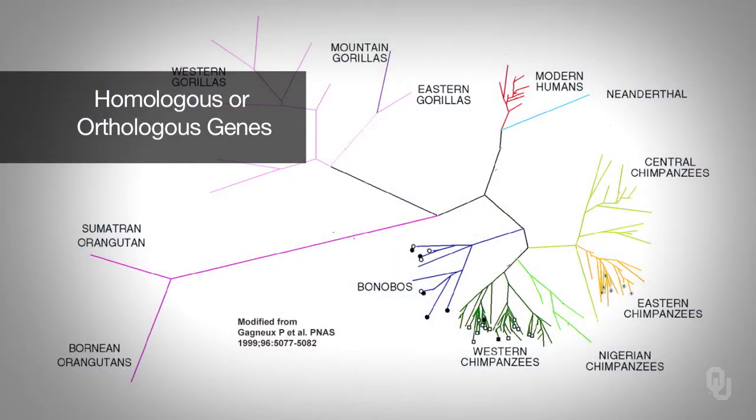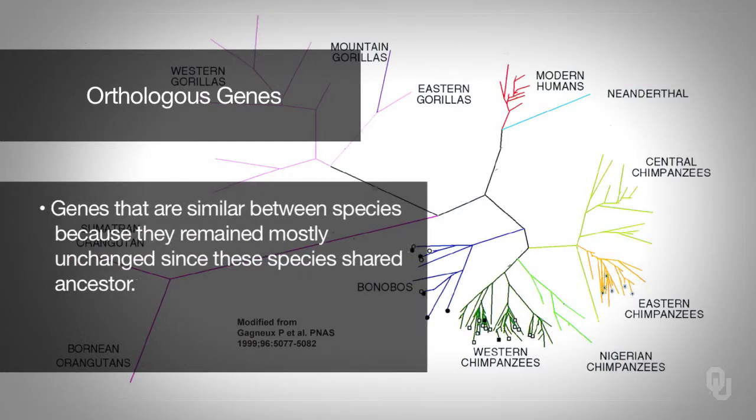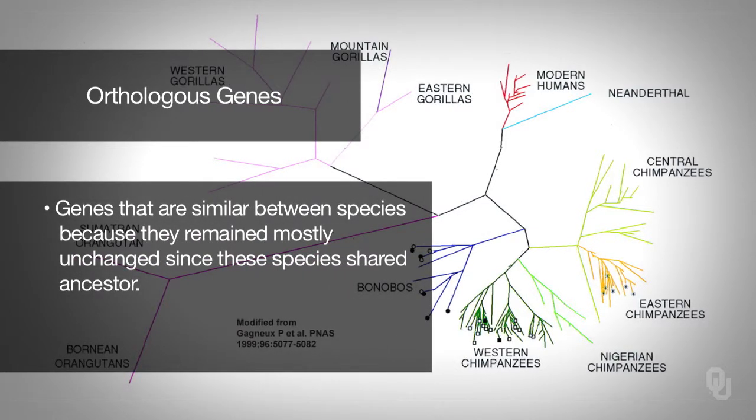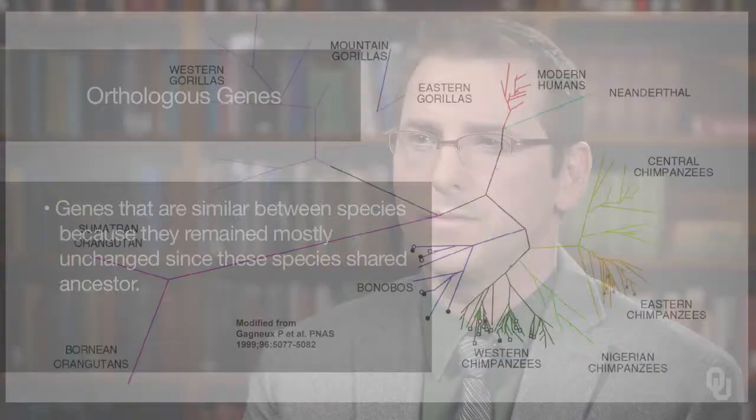Nevertheless, there are plenty of genes that have remained relatively similar to each other even over long periods of time. These conserved genes often serve very important functions, and as a result, purifying selection prevents them from diversifying much. Thus, there are genes that serve the same function and are found among different species because the gene and the function was in place in the common ancestor of those species. The gene has yet to change in a significant way. We call these genes homologous, or more specifically, orthologous genes. That is, orthologous genes are genes that are similar between species because they remained mostly unchanged since the species' shared ancestor.